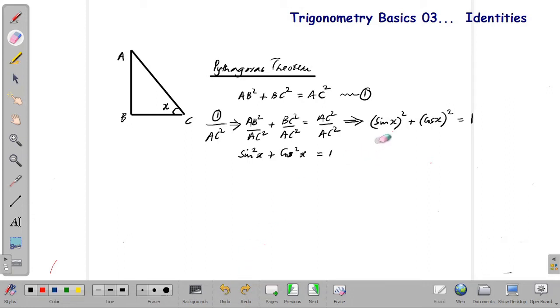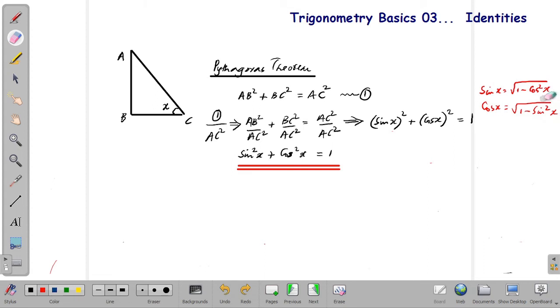See, in trigonometry, sin x the whole square is written as sin square x in this format only. We don't write sin x square. We write sin square x, and cos x the whole square is written as cos square x. And we get an important identity of trigonometry, sin square x plus cos square x equal to 1. How do we use it? Once you are given the value of cos x, we can compute sin x. And once we are given the value of sin x, we can compute cos x this way.